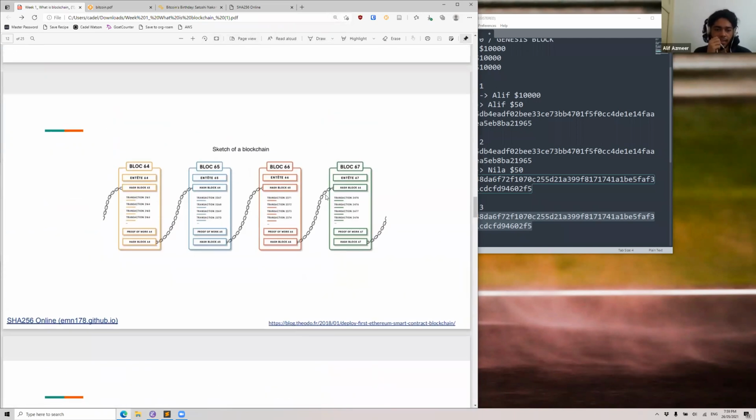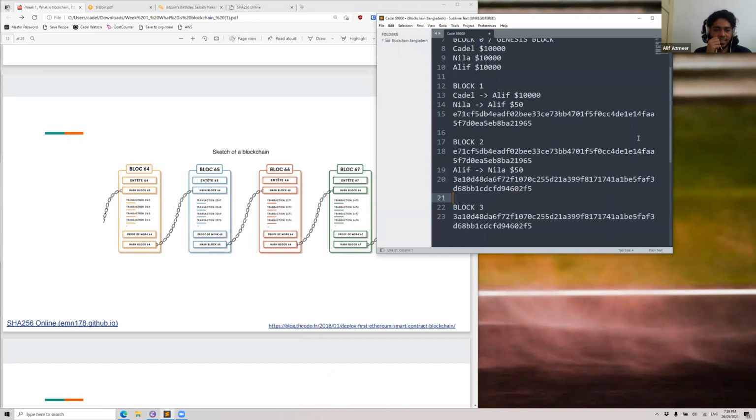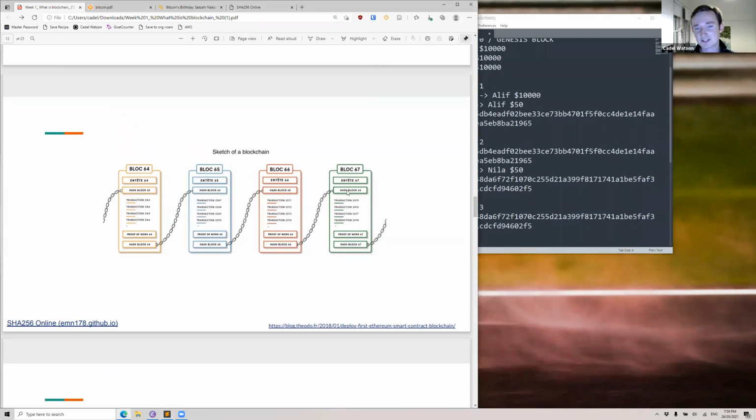Sort of looks like a linked list. Yeah, exactly. It is exactly like a linked list. Linked list. Okay. So these hashes are kind of the pointers to the previous block. Right. Yeah.